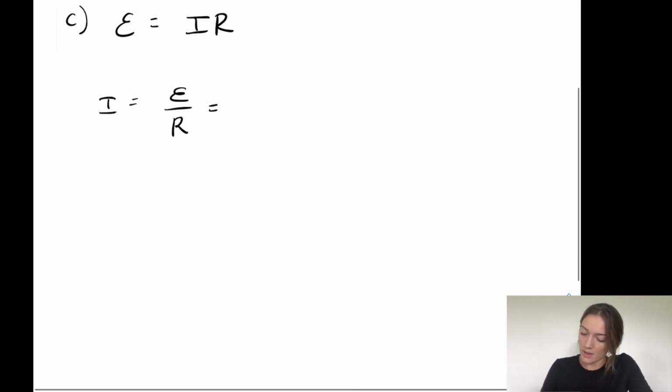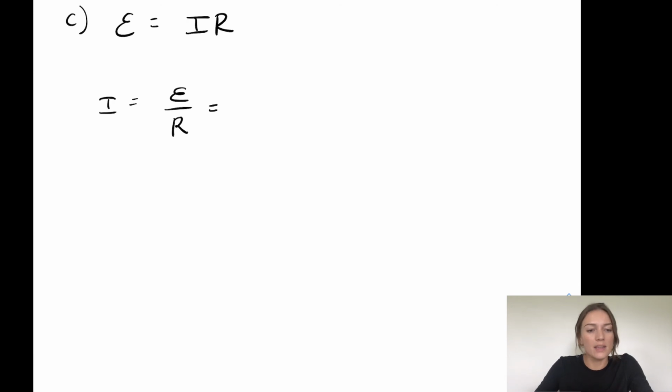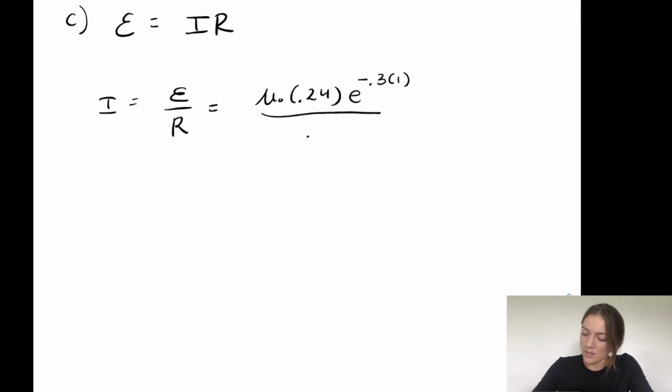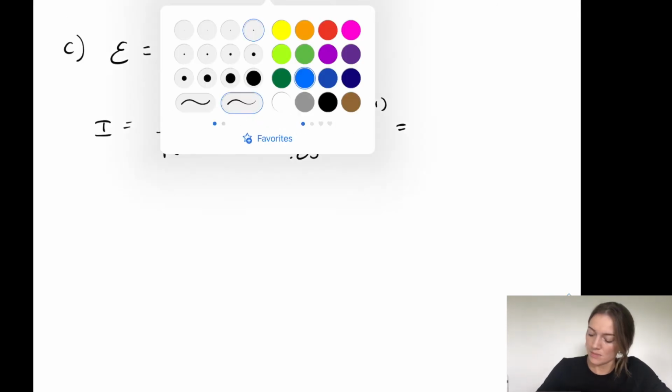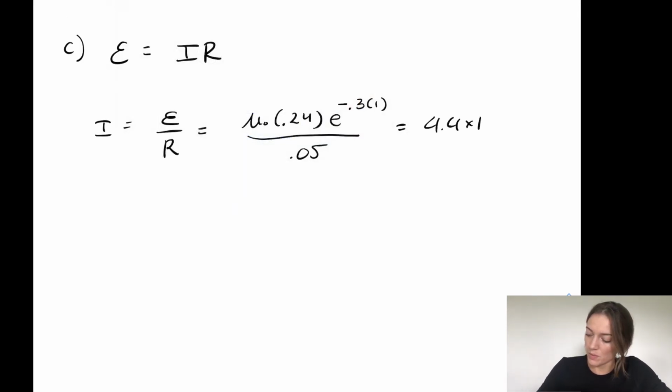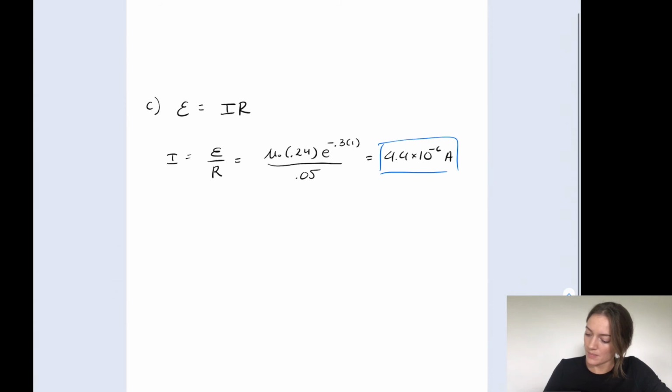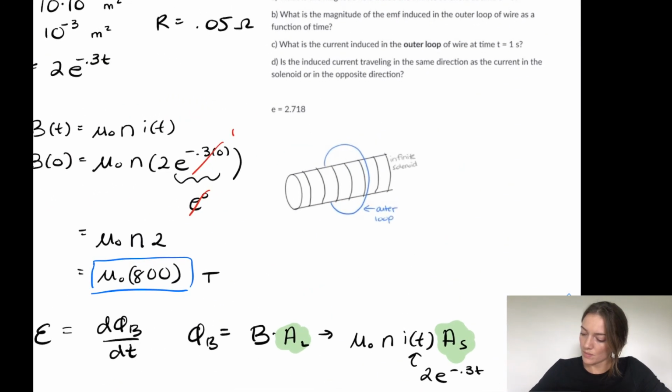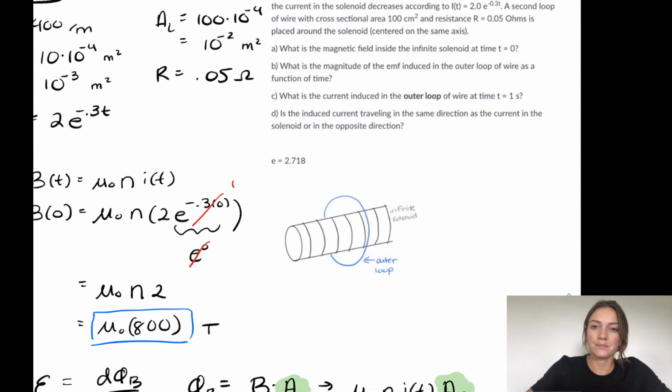So the EMF function was mu naught times 0.24 e to the negative 0.3 times 1 second for t equal to 1, and then we had 0.05 ohms, and this gives us 4.4 times 10 to the negative 6 amps, so that is the magnitude of our induced current, and that's all we needed to do for part C.